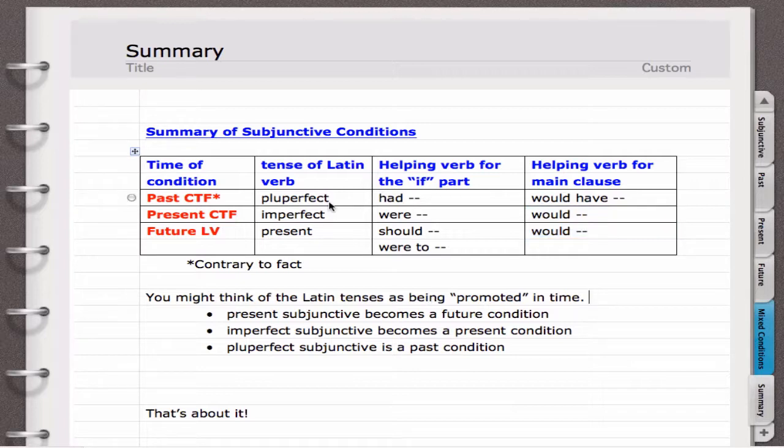The confusing thing here could be that, okay, this one's pluperfect, but it's just past. This one's imperfect. Imperfect subjunctive indicates present. Present subjunctive indicates a future condition. So if that confuses you, you might think of the Latin tenses as being promoted in time. The most important thing is using the correct helping verbs right here. It takes a little while to get used to classifying them correctly, but that's the main thing. Get those helping verbs. That's about it.